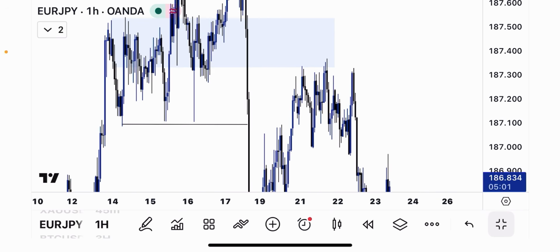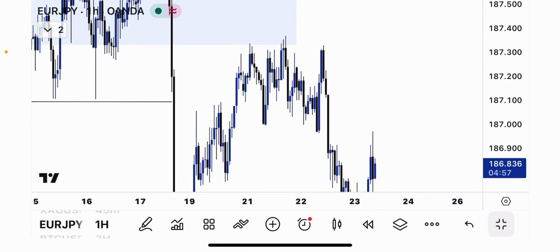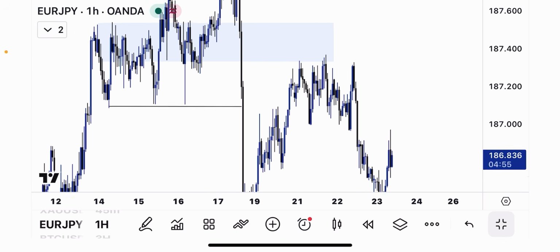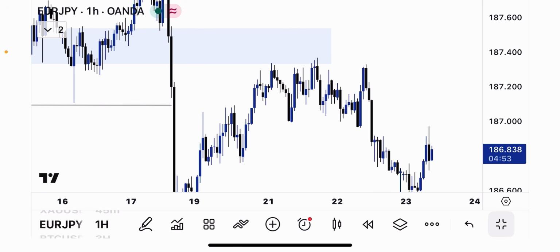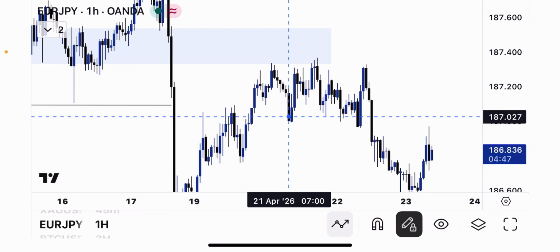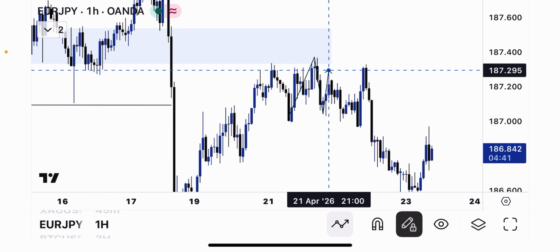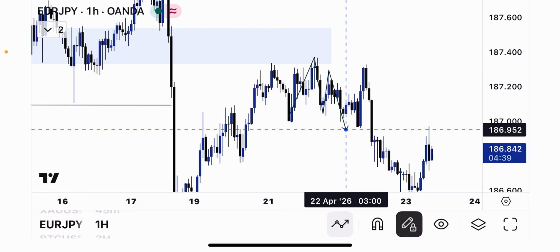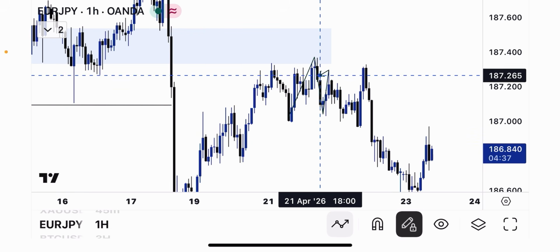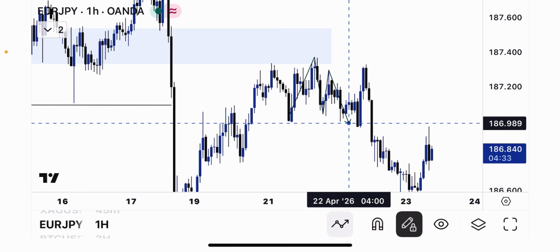Then on the 1 hour, I saw that this has already mitigated here, but I knew that after this mitigation, there must be an entry after seeing this. This is where it mitigated. Then this candle here led to a close below this previous low, meaning that the market will sell more.